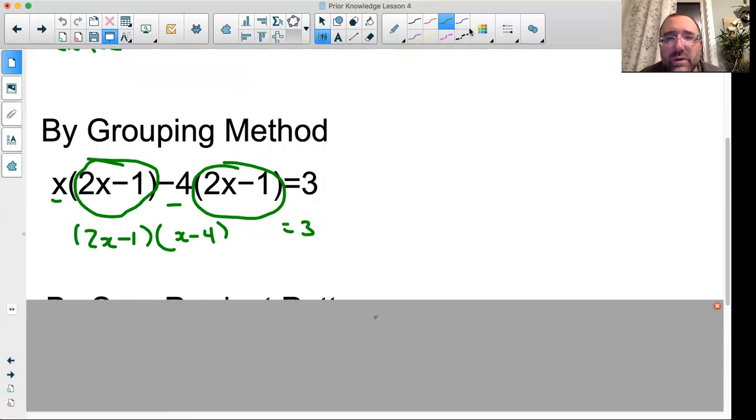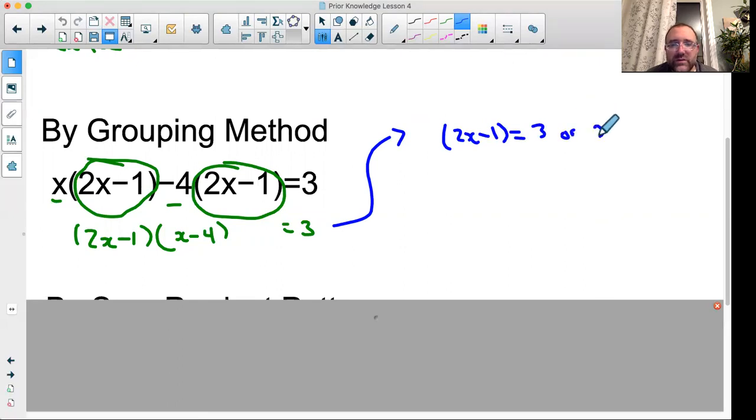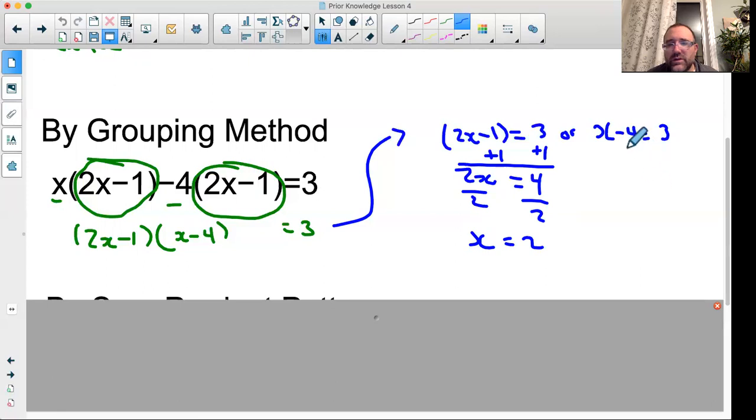Now here's the bit where we need to take the next step further, where we would need to do 2x minus 1 equals 3, or x minus 4 equals 3. As we know, we would have to add 1 on both sides for this one. Then we get 2x. This cancels out, equals 4, divide by 2, divide by 2, x equals 2. That's one solution. The other solution would be add 4 on both sides, and then you get x equals 7. Those are your two solutions for that.